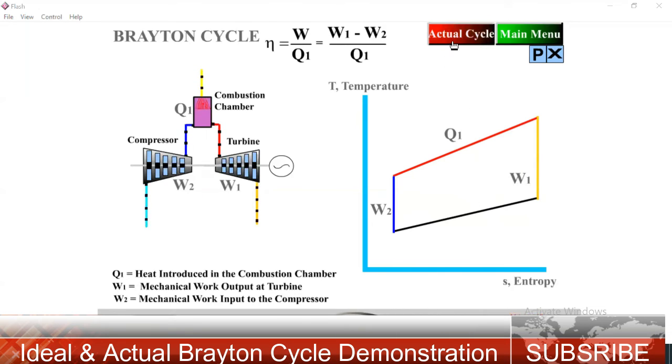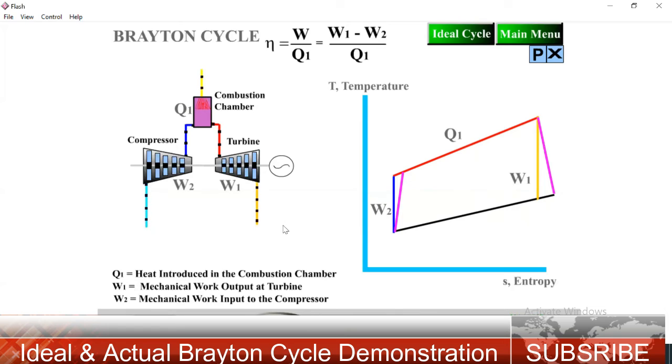Now I want to move to the actual Brayton cycle. You can see these are the deviation lines, this one and this one. Actual Brayton cycles differ from the ideal cycle in all four processes. The compression process and expansion process are non-isentropic. These lines in the actual cycle also deviate due to pressure drop during heat addition and heat rejection. The presence of irreversibilities causes these deviation lines.